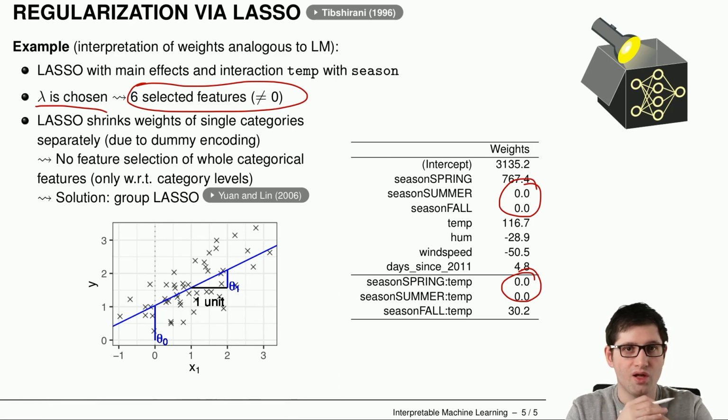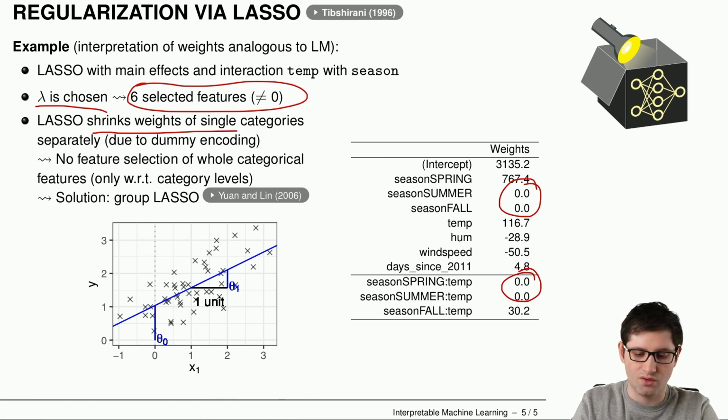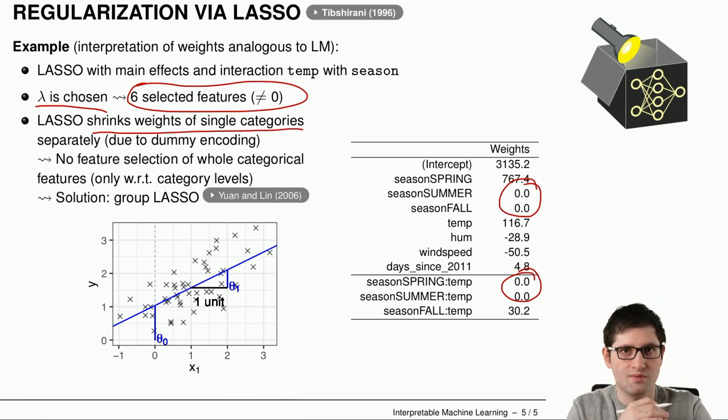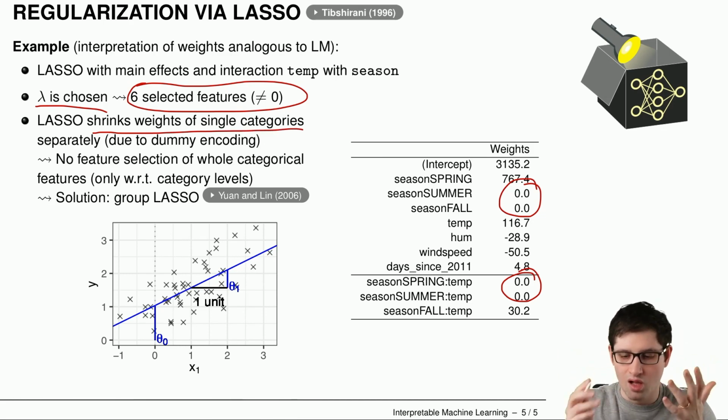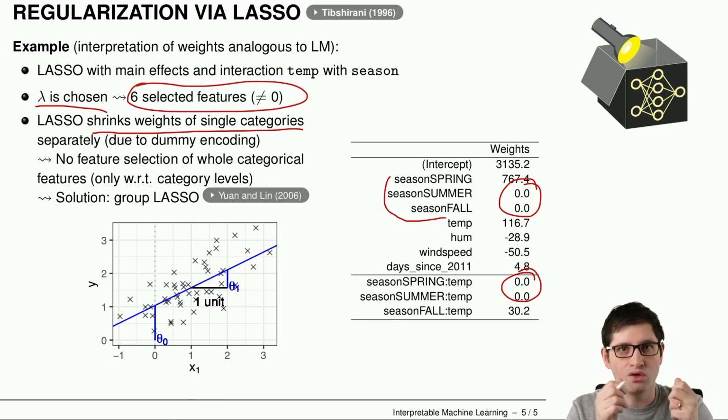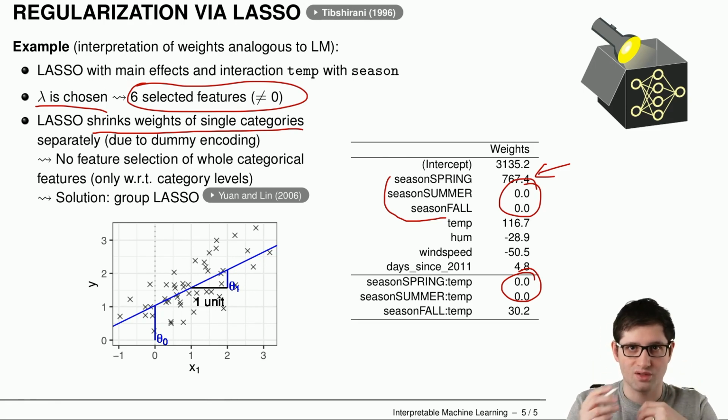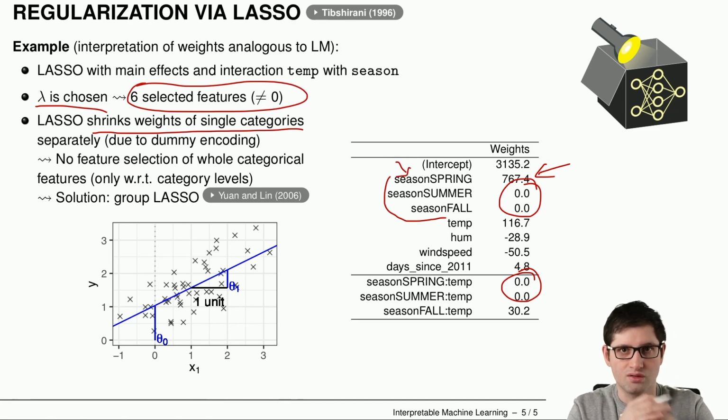In case of categorical features, LASSO shrinks the weights of single categories because it considers each of them as a separate feature, although in our case these 3 coefficients here belong to one single feature, the season feature. So this basically does not do feature selection in the sense that it selects a whole feature out, because this part of the feature is still in the model. For spring, the weight was not pushed towards 0, and therefore we still need the feature season.